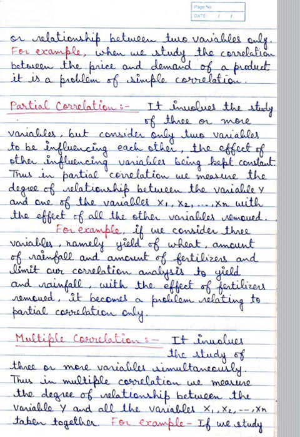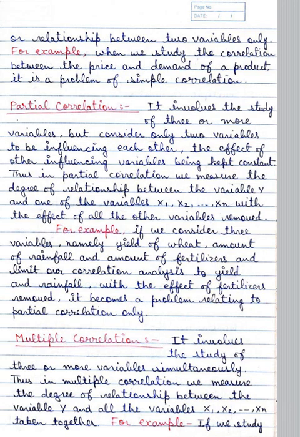If we consider three variables, namely yield of wheat, amount of rainfall, and amount of fertilizers, and we limit our correlation analysis to yield and rainfall with the effect of fertilizers used removed, it becomes a problem relating to partial correlation. That means in partial correlation, we study only two variables and we remove the effect of any other variables.